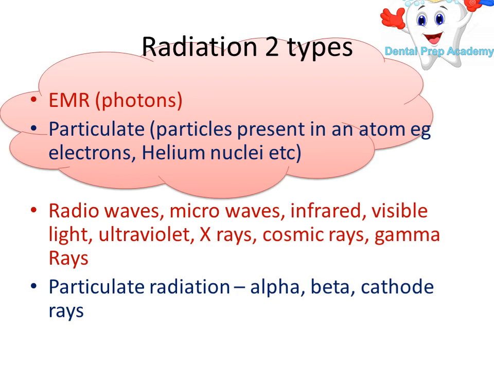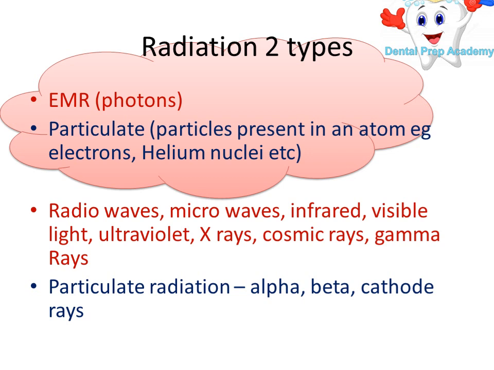Now, radiation is of two types. There is electromagnetic radiation, which we have already discussed, and then there is particulate radiation. The constituent unit of electromagnetic radiation is the photon, and the constituent unit of particulate radiation is the particle which is being produced. It is a form of particle which is already present in the atom. Examples are electron, proton, or, as in the case of alpha rays, helium nuclei, then beta rays and cathode rays.